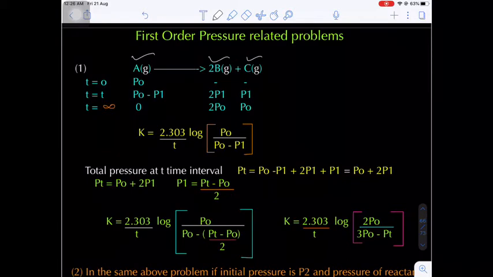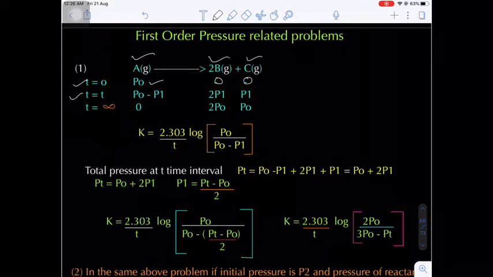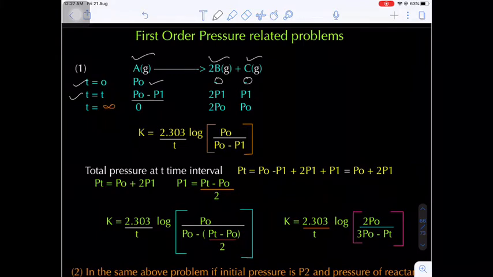Let's suppose initially at T0, you have only the reactant. So what is the partial pressure of the reactant? P0. Is there any partial pressure of B and C? No, because products are not formed initially. That's why the partial pressure of B is 0 and the partial pressure of C is also 0. Let's suppose at a time interval T, P1 atmosphere or mm of pressure decomposes from the reactant. So the pressures of B and C formed will be 2P1 and P1, because the stoichiometry is 2:1.